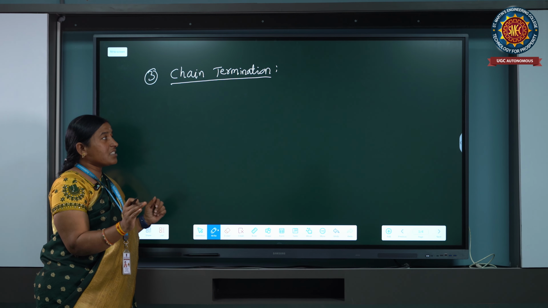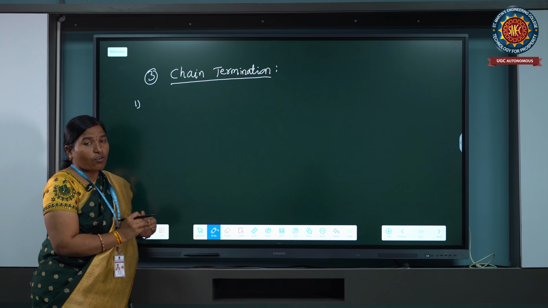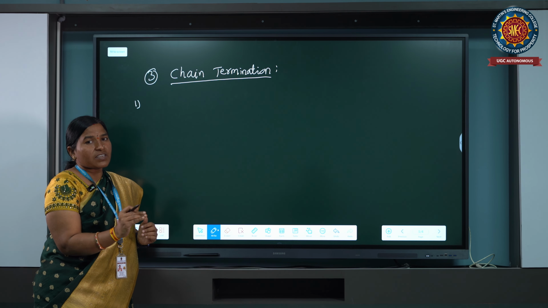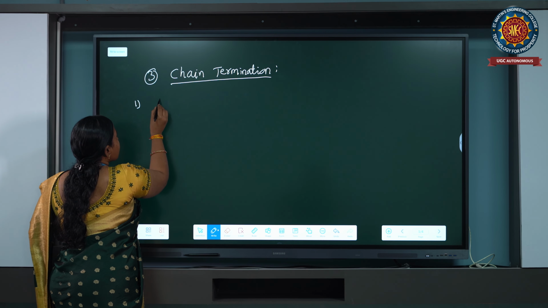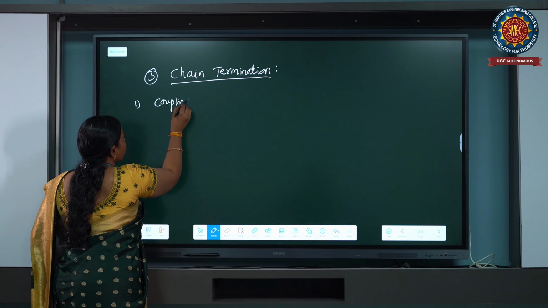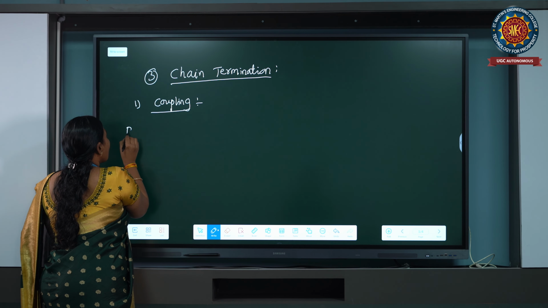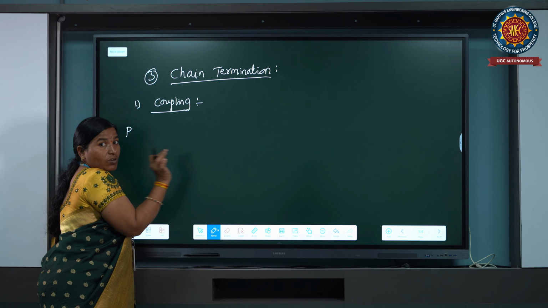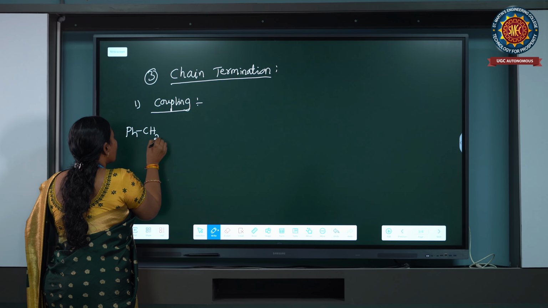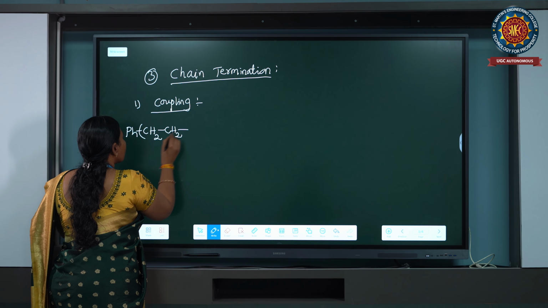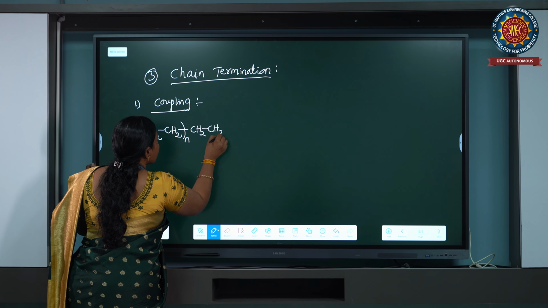In the chain termination step, we have two steps: the coupling of radicals, and the initiators we are going to add. Coupling is nothing but whatever you got in the chain propagation step, the product, two or more than two if present, they are going to couple with each other.